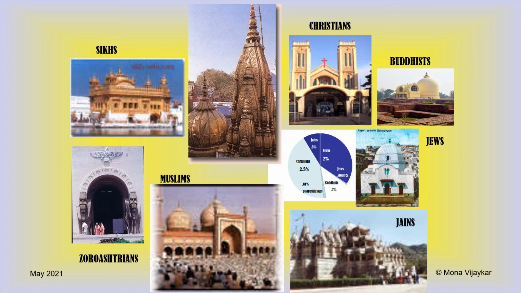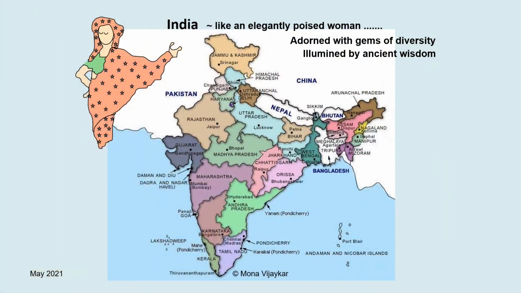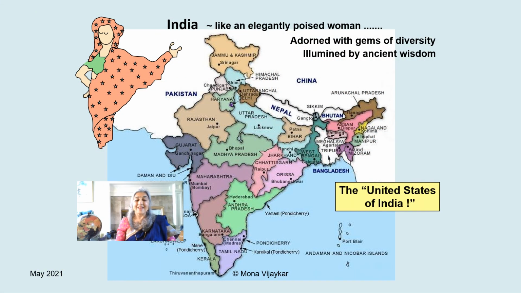The Buddhists go to Buddhist temples. The Jews go to the synagogue. The Christians worship in church. And the Jains call them either mandirs or derasars. And this is why India is a land of beautiful diversity. And I've shown her as a woman wearing a sari with gems of diversity.